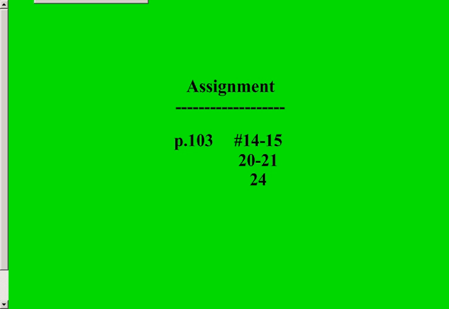So just a handful of questions on the assignment. We're looking at page 103, numbers 14, 15, 20, 21, and 24. Should just be more practice getting this skill under our belt before we move forward.